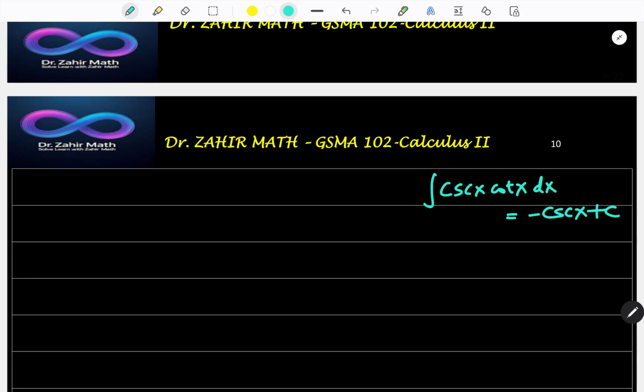How, teacher, do you remember this one? Yes. We have the cosecant x derivative. What is the cosecant x derivative? The cosecant x derivative is minus cosecant x cot x.